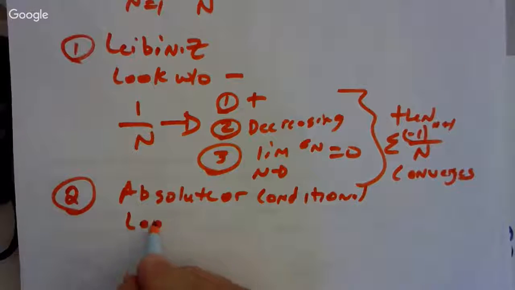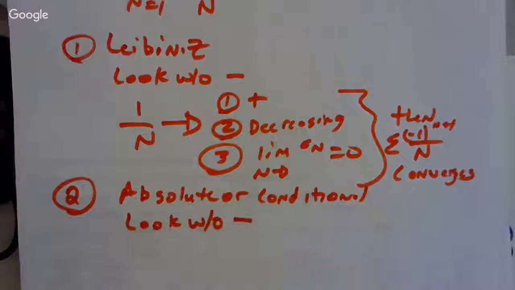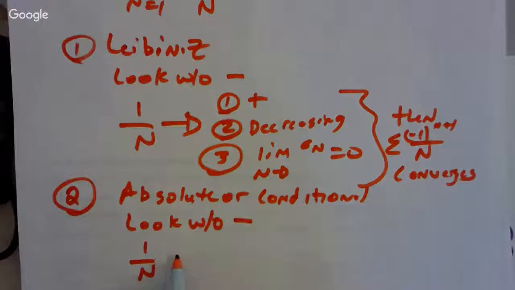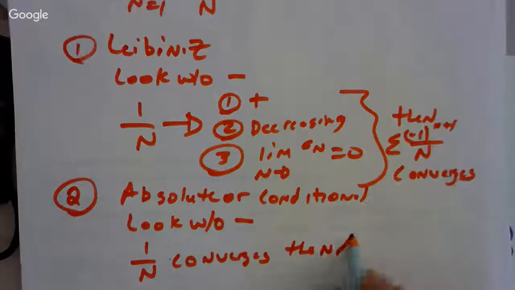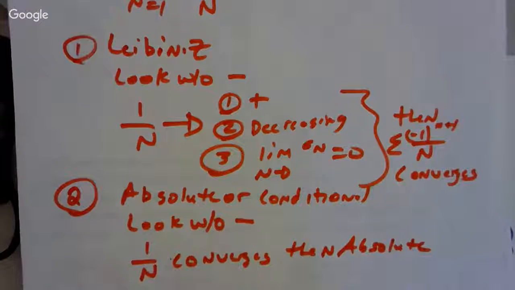And again, we look without the negative. If 1 over n converges, then it's absolute. If 1 over n by itself diverges, then conditional.